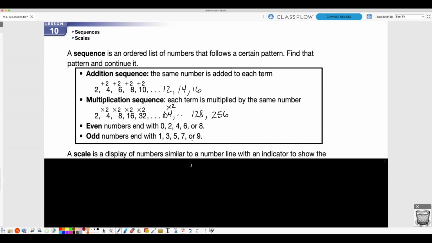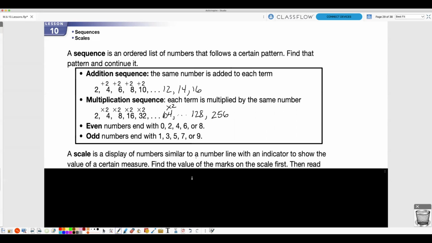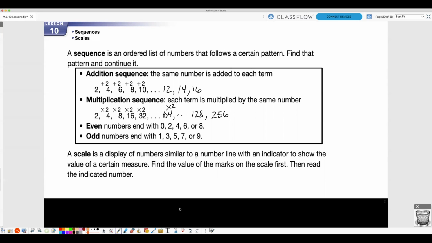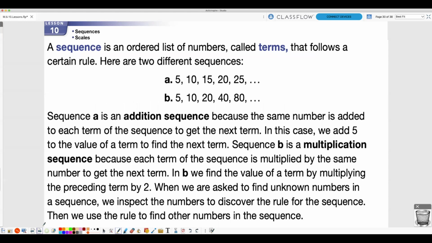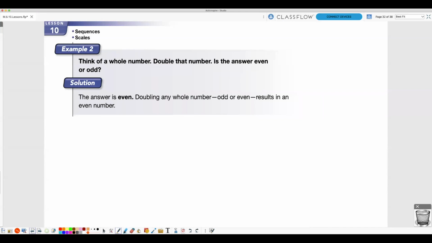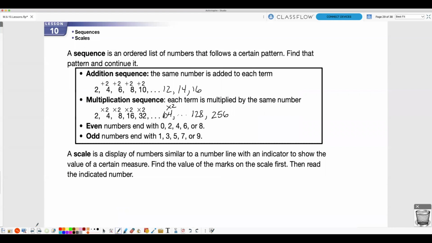Also, part of this lesson, a scale is a display of numbers similar to a number line with an indicator to show the value of a certain measure. Find the value of the marks on the scale first, then you read the indicated number. So, for example, we'll come to that again here soon. But first, you want to look at the value of the tick marks on your scale. So if you're looking at it, how much is each tick mark representing?